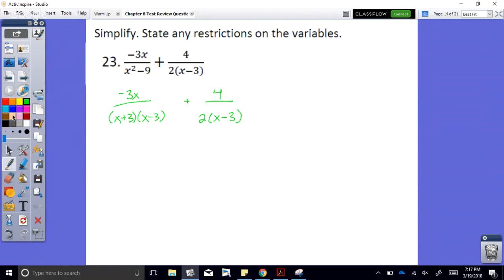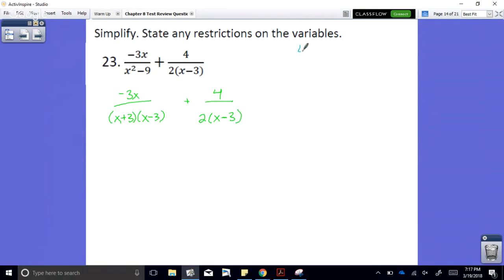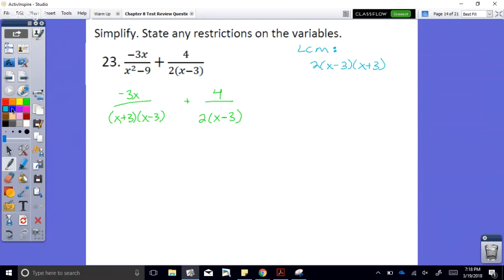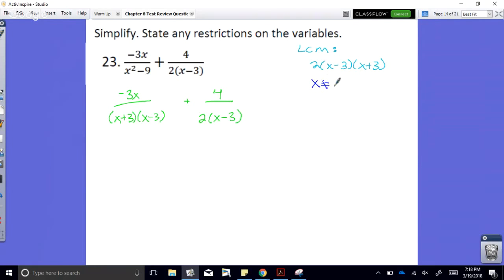Okay, so first thing we did was factor. Second thing we do is identify what the LCM is. So the least common multiple, and when we do the least common multiple, we only care about the denominator. So first thing I notice is there's a 2. Okay, there's also an x minus 3 and an x plus 3. With the LCM, we go ahead and identify our restrictions. So this says that x cannot be 3 or negative 3.